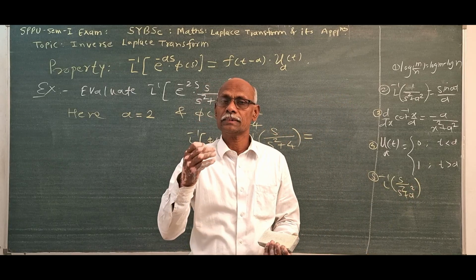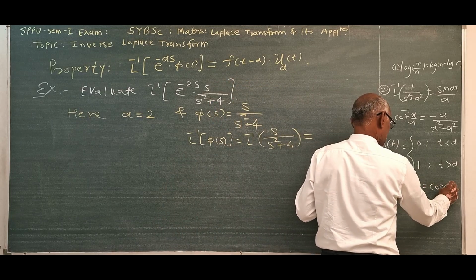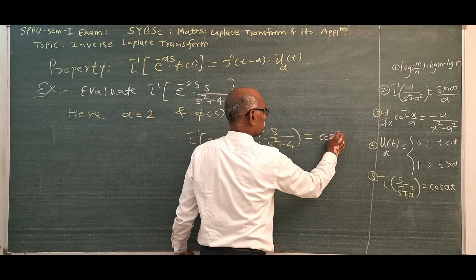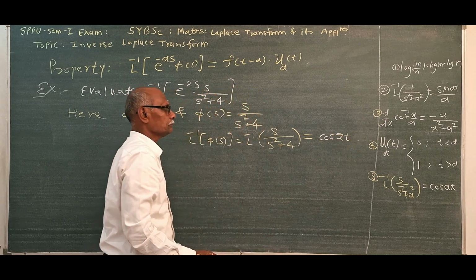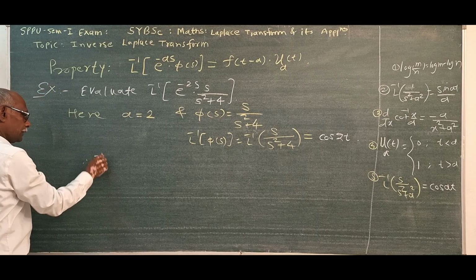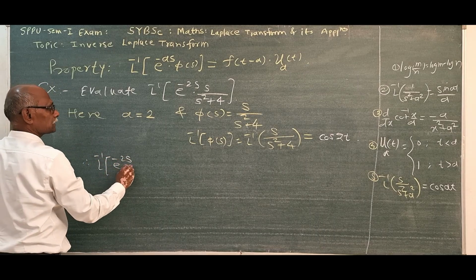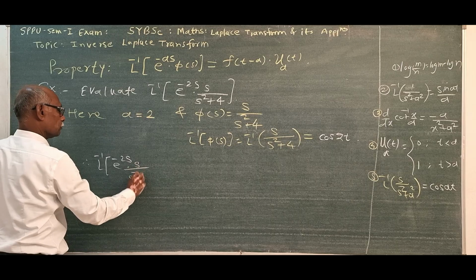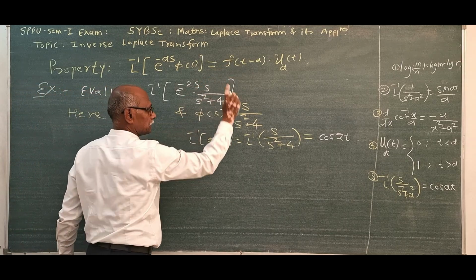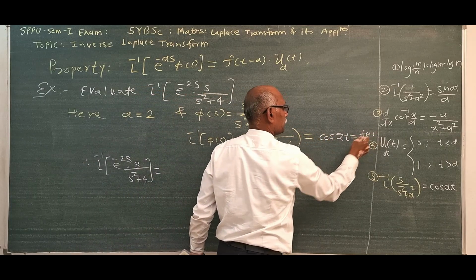So what is this? Inverse Laplace of s upon s square plus a square comes out to be cos at, and therefore this we write as cos 2t. That's not the final answer. We have to put it in this, and therefore L inverse of the bracket e raised to minus 2s into phi s, that is s divided by s square plus 4, and now we can write this as f of t minus a. See, your f of t is this. This is called f of t.